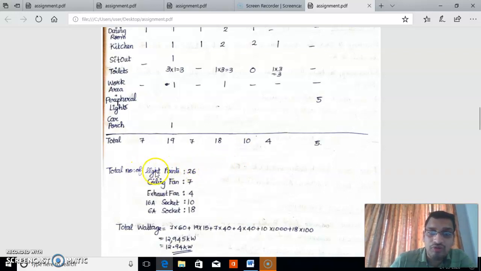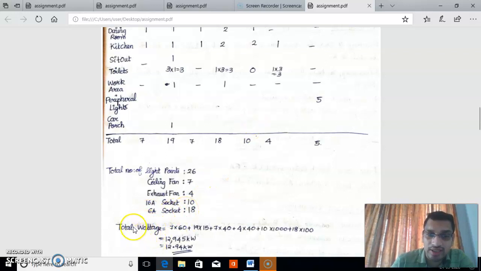So the total number of light points. Total number of light points means the main lamp and WB. So here we have two types of light point. One is main lamp, second one is WB, wall bracket. So 7 plus 19, that is 26. That is the total number of light points. Ceiling fan 7, exhaust fan 4, then 16 ampere socket 10, 6 ampere socket 18.